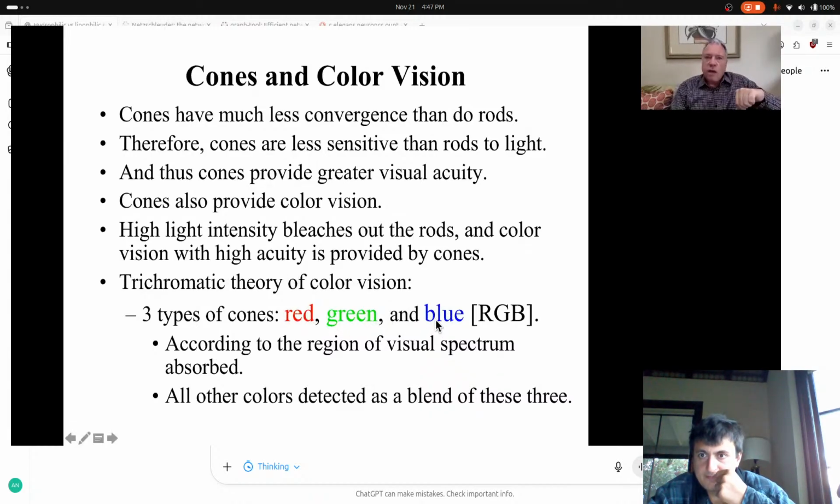It's like in the old days when you had a projection TV, you'd have three different projectors. You'd have one that projected a green image, one that projected a red image, and one that projected a blue image. And then all the colors of the image that showed up depended on how those overlapped each other. So other colors are detected as a blend of these three colors.